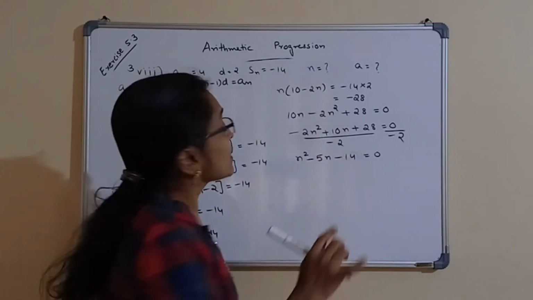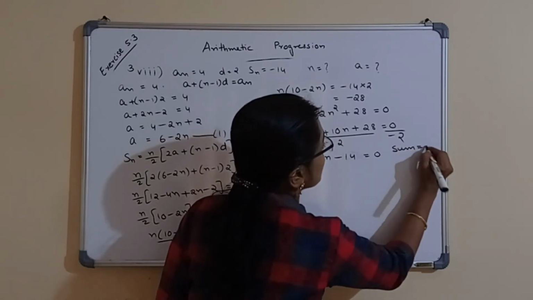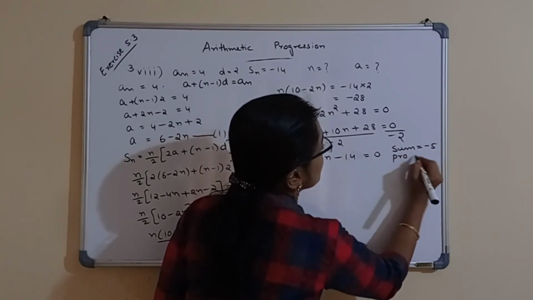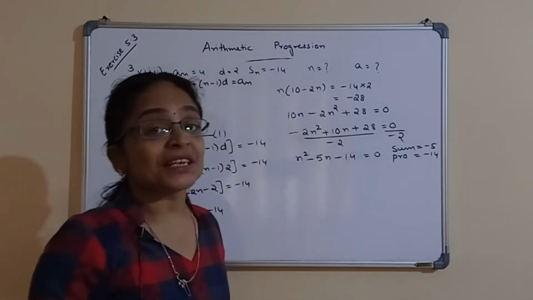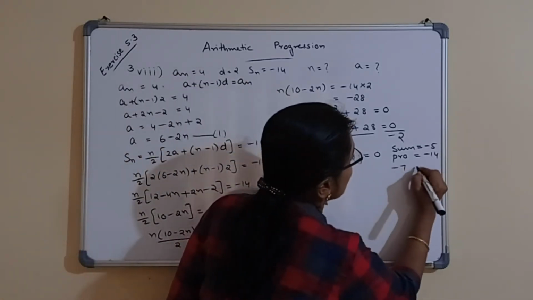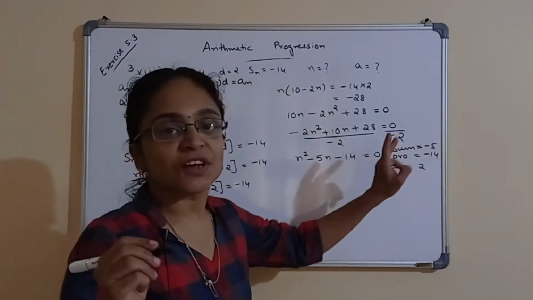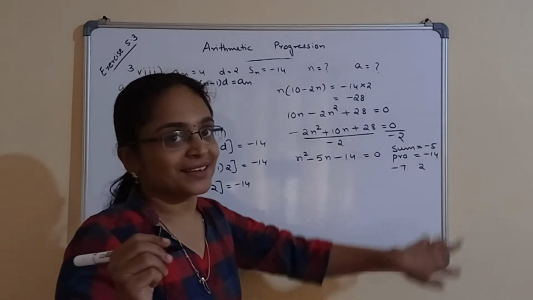Right? And if we factorize this, we have sum is equal to minus 5 and product is equal to minus 14, which means which two numbers are possible. We have, if we take minus 7 and 2, minus 7 plus 2 is minus 5 and minus 7 into 2 is minus 14, right?